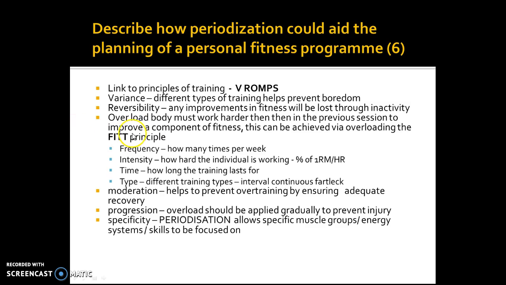Now, in order for that to happen, what we've talked about earlier is the FITT principle. So you have to apply the FITT principle to all training sessions if you want to make training gains, whether that's muscle hypertrophy, whether that's aerobic capacity. So you've got frequency, intensity, time, type. Now that could be linked to any of the things which I showed you earlier. Then you've got moderation. So if you moderate what you do, it stops overtraining, which can cause injury. Progression, overload should be applied gradually, and finally specificity.